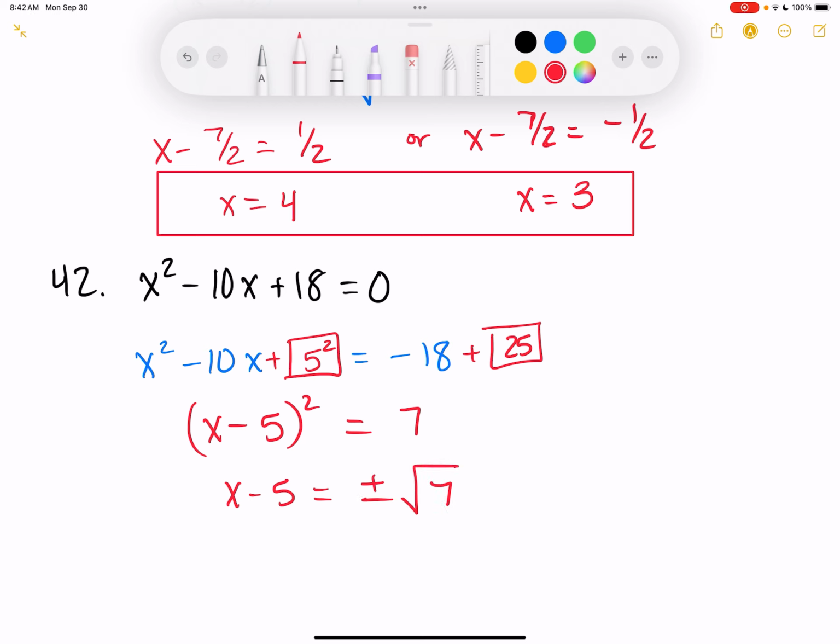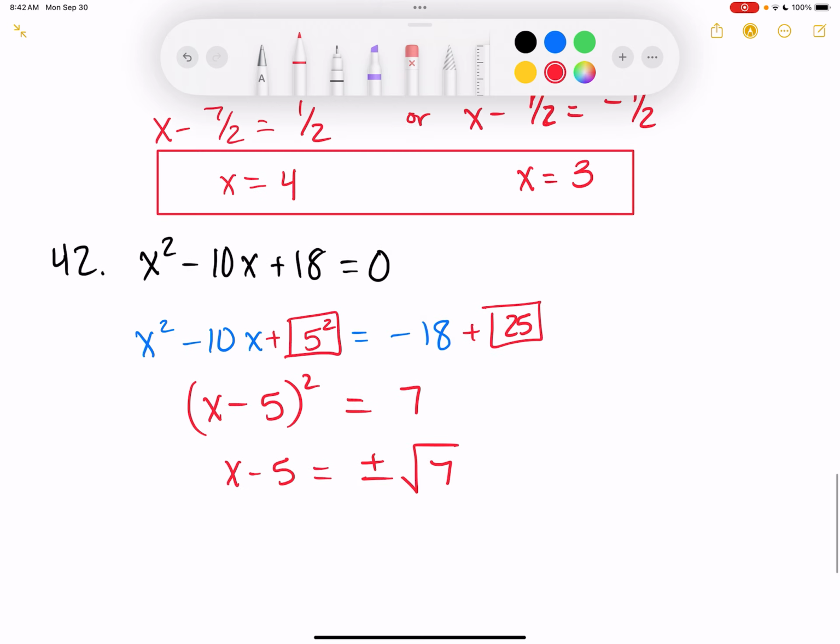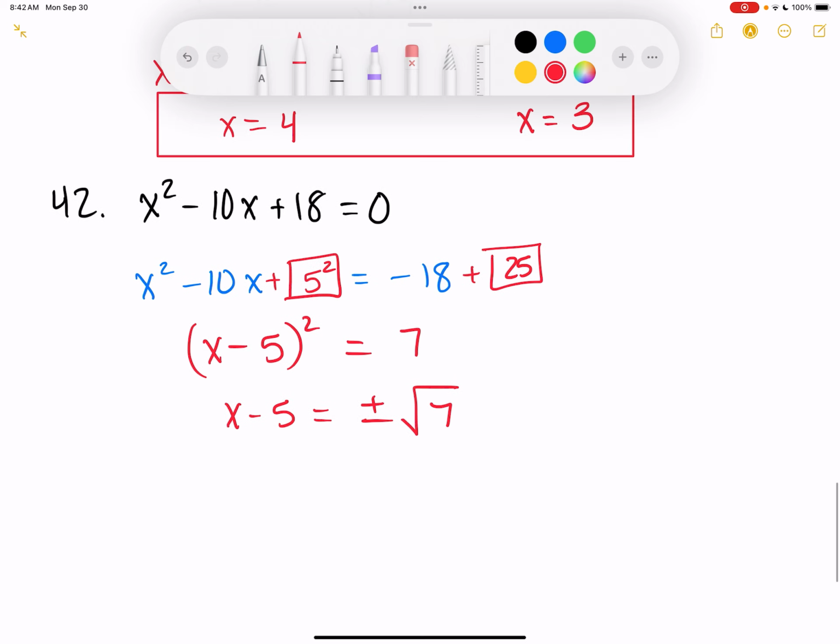Now, I can split this into two separate ones like I did up here, where I said x minus 7/2 equals 1/2 and x minus 7/2 equals negative 1/2. The main reason I split it was because this was something I could take the square root of. But do I know what the square root of 7 is? Right, so I can leave it. So you can write it as x equals 5 plus or minus the square root of 7 like that.